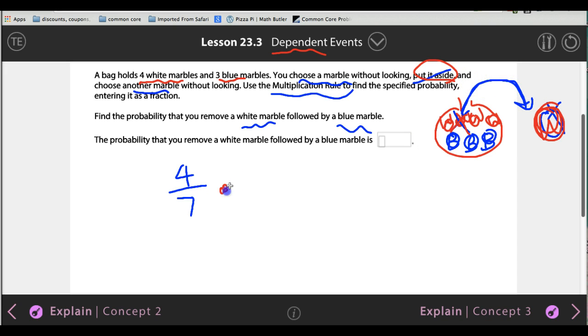So then you have to multiply that by what? Second one, what they want, blue marble. Now how many marbles are in here? 6. And so how many blue marbles do you see? 3. And that's it. You just multiply it. 3 goes into 6 2 times. 2 goes into 4 2 times. So you get 2 over 7. So your answer is 2 over 7.